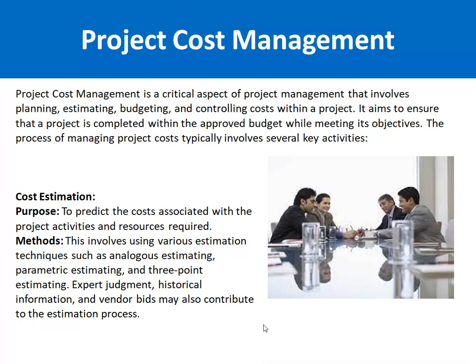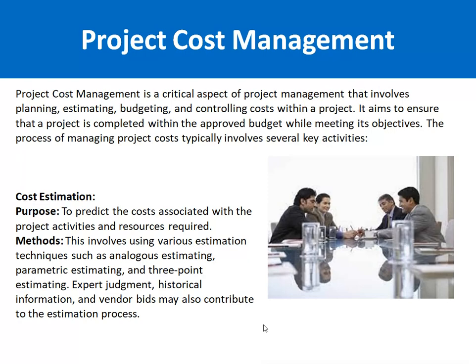For example, let's suppose you have a budget of $1,000, and you are running a project. You have to make sure on a daily basis, on a weekly basis, that whatever you are spending should not exceed the approved budget of $1,000. Once the project finishes, it should finish under the approved budget of $1,000.